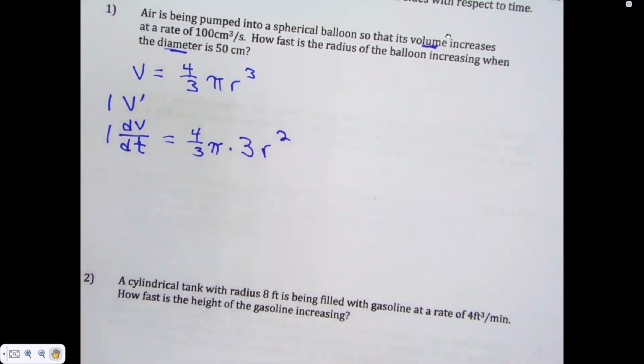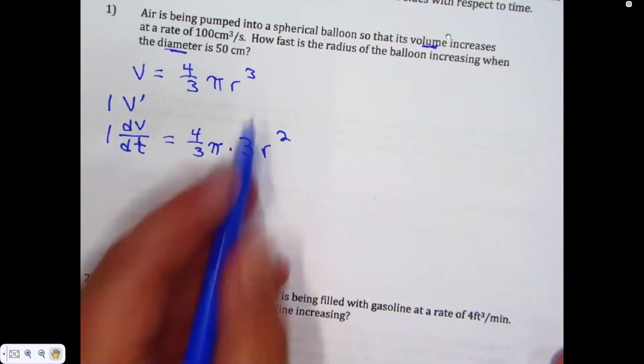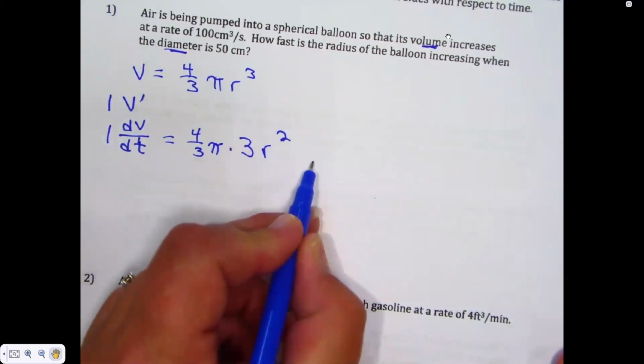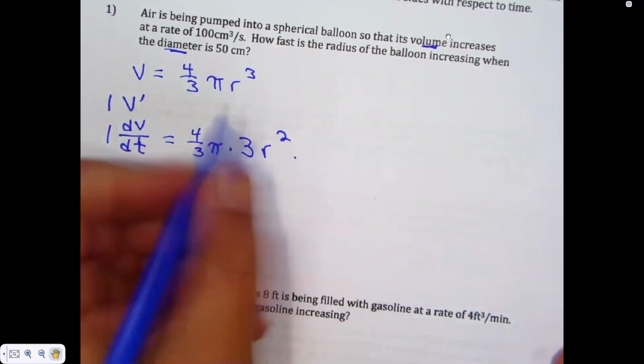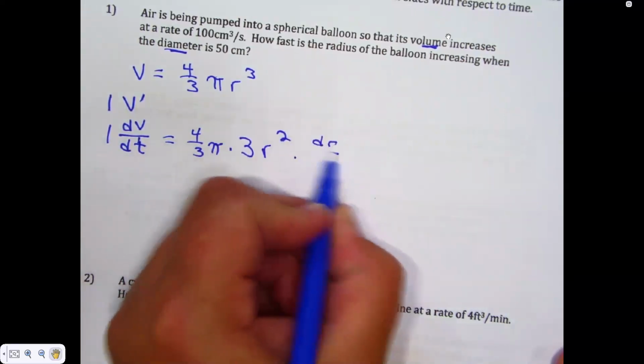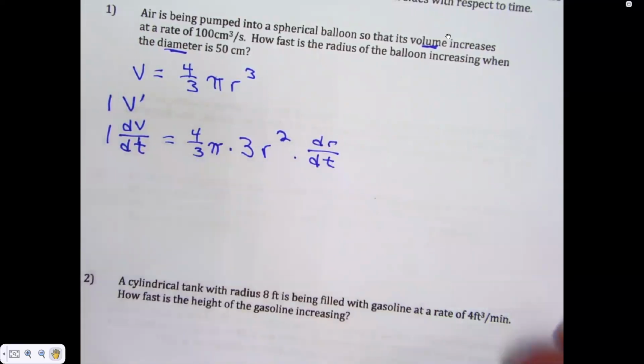But I'm not taking the derivative of r. I have to think of r as a quantity because I'm actually taking it with respect to time. So if r is a quantity, what do I have to multiply it by? The derivative of r, and I'm just going to remind myself that it's with respect to time. Okay, you could put r prime, that's okay.